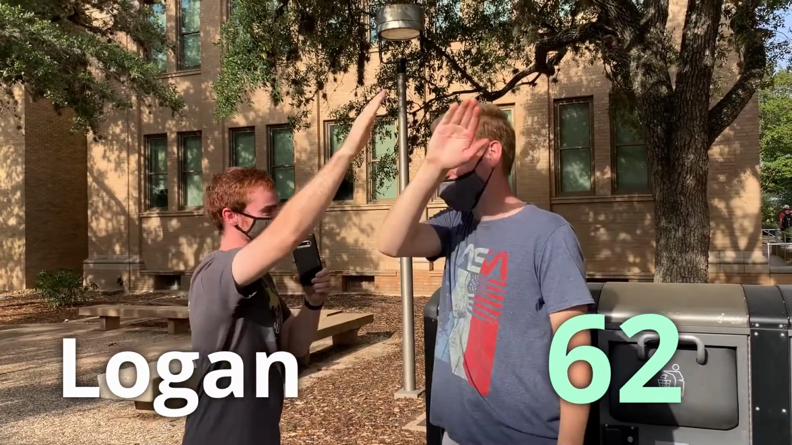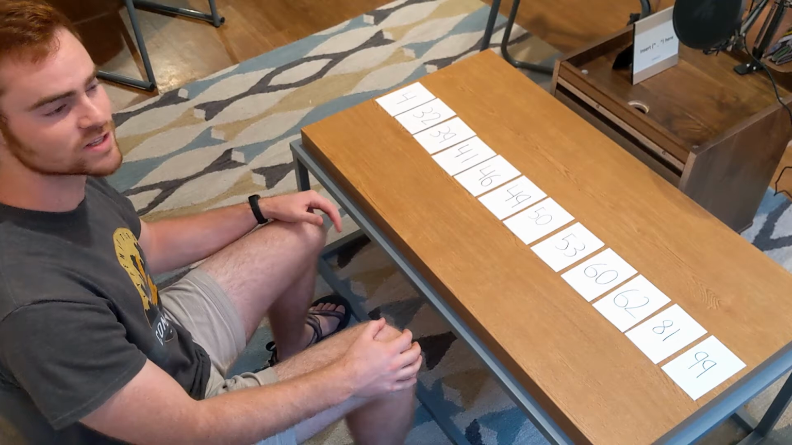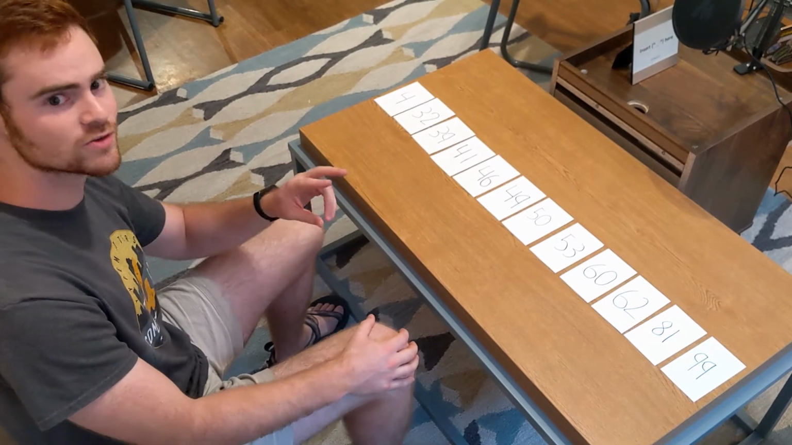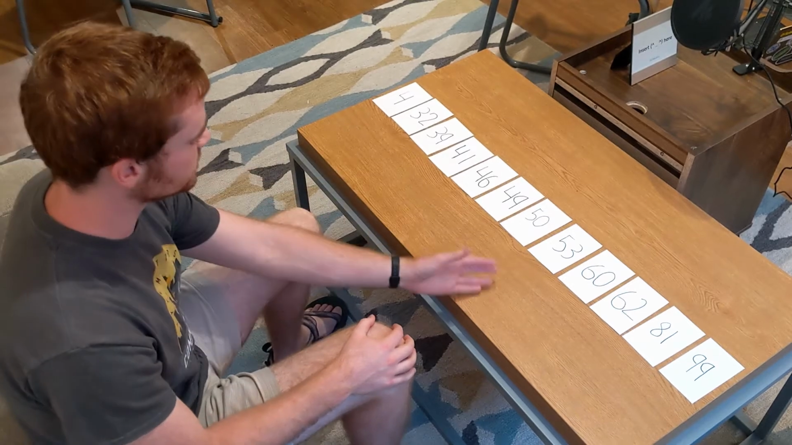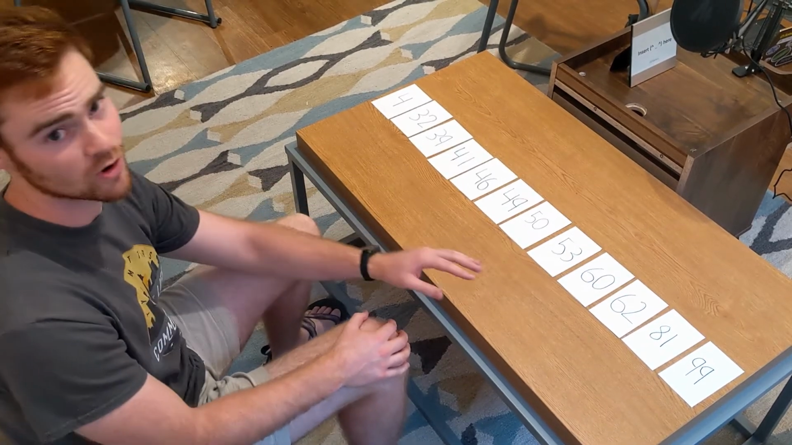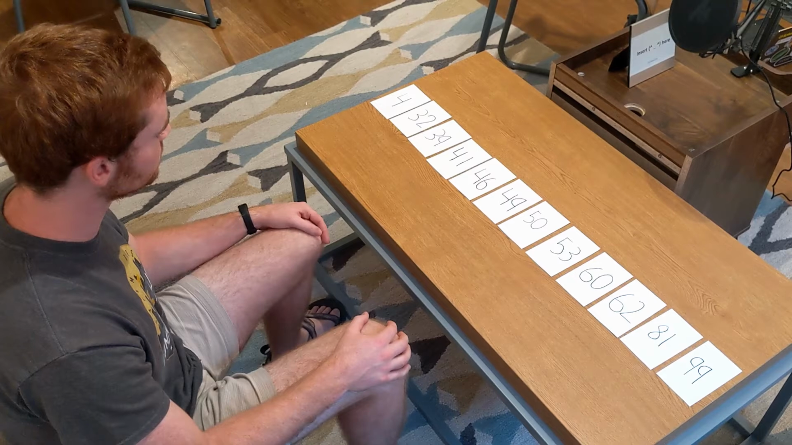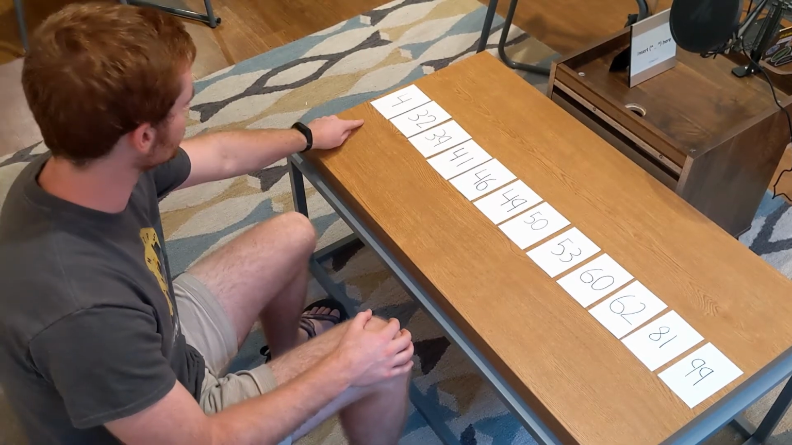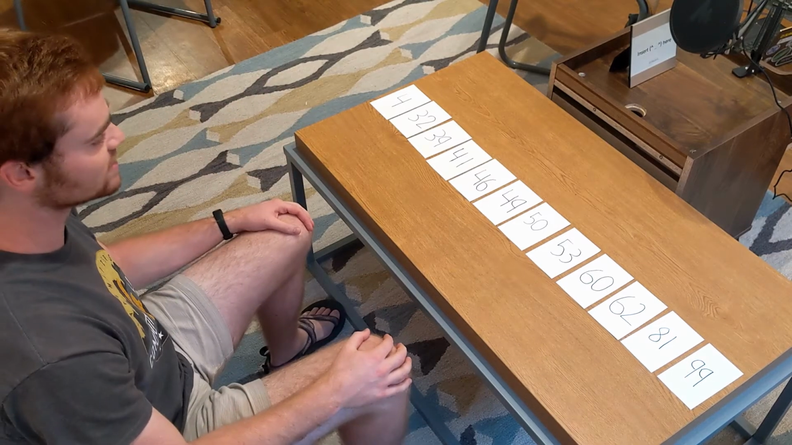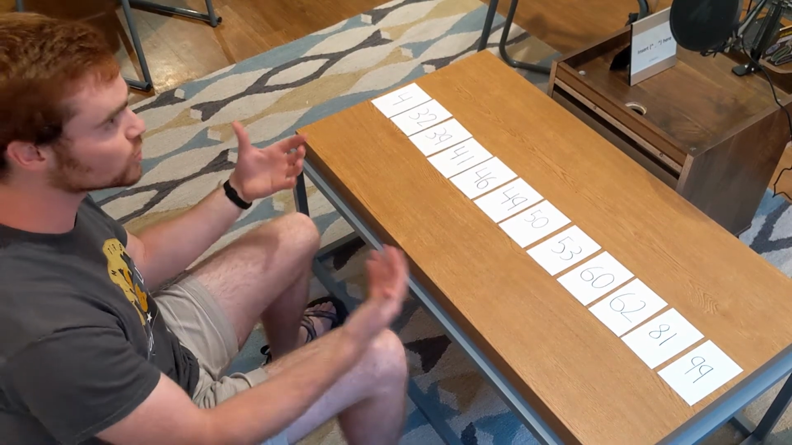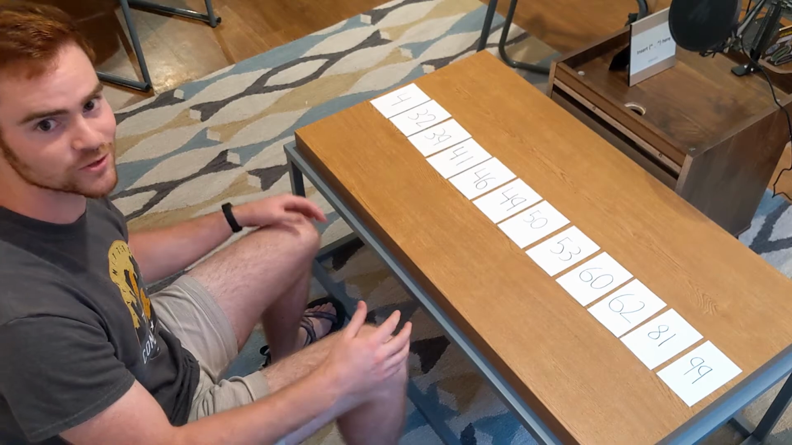Good job. All right, let's look a little bit closer at the two different strategies that Logan and Rebecca did. As you can see here, I have about 12 cards with numbers on them. These cards are sorted from the lowest number, 4, all the way to the highest number, 99. And so I'm going to employ both of these strategies and see how well they do.